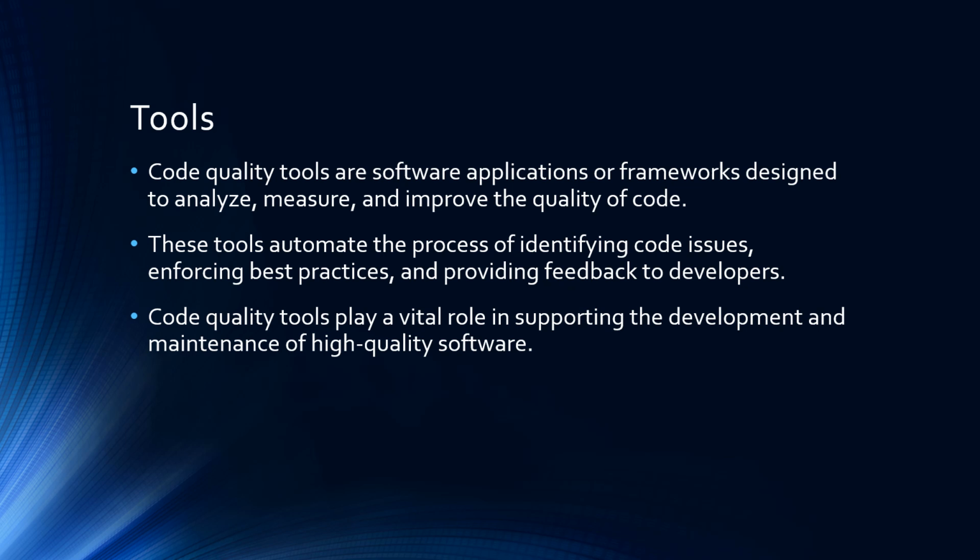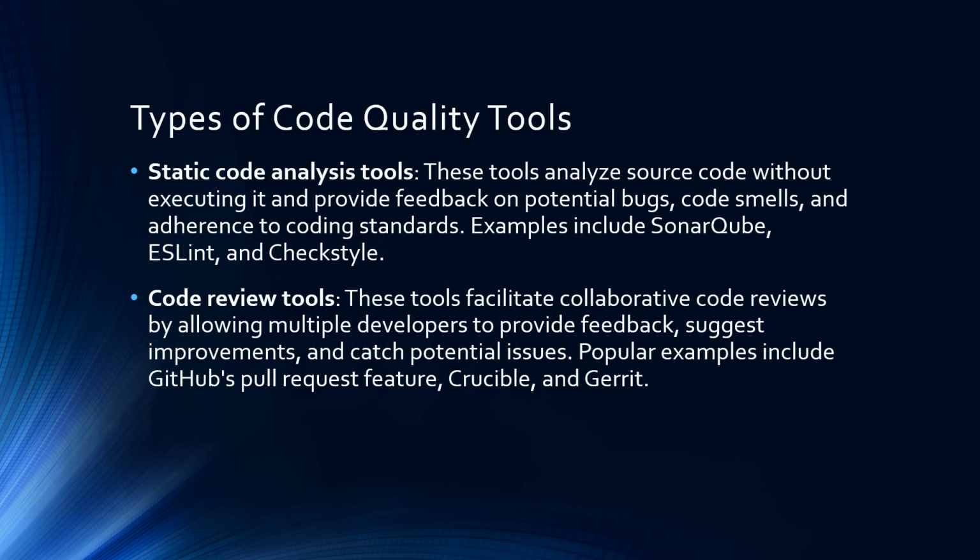It's not about using every available tool, but rather selecting ones that address your specific needs and challenges. These tools play a vital role in supporting both developers and the broader DevOps process. They provide immediate feedback during development, enforce standards during integration, and help maintain quality throughout the deployment pipeline. As we proceed, we'll explore specific tools and how to leverage them effectively in your DevOps practices. Let's dive into the two main categories of code quality tools: static code analysis tools and code review tools. Each type serves a distinct purpose in maintaining code quality.